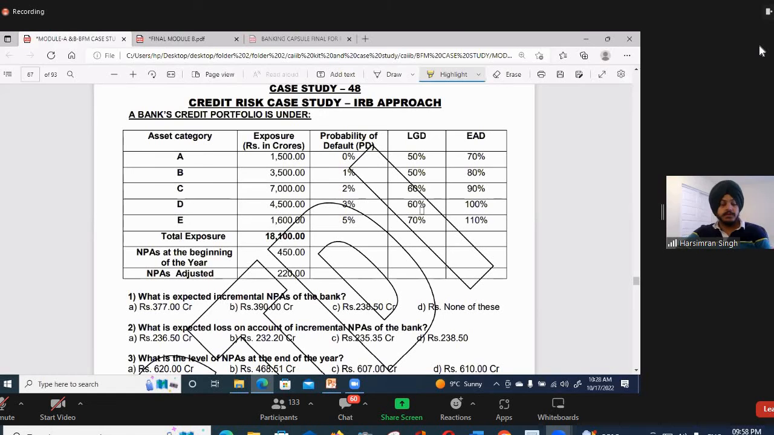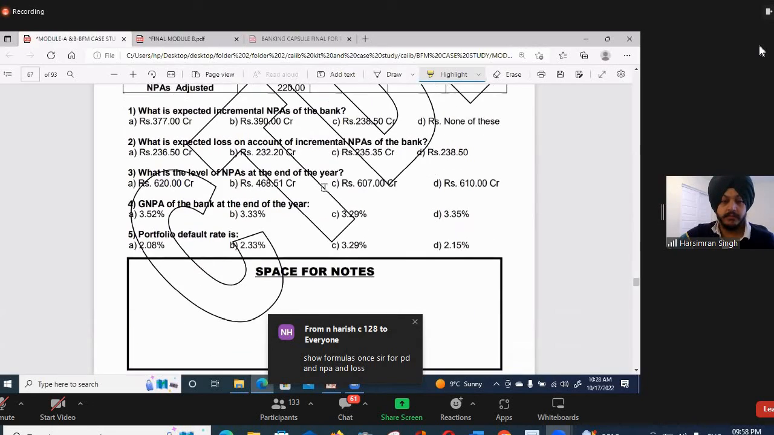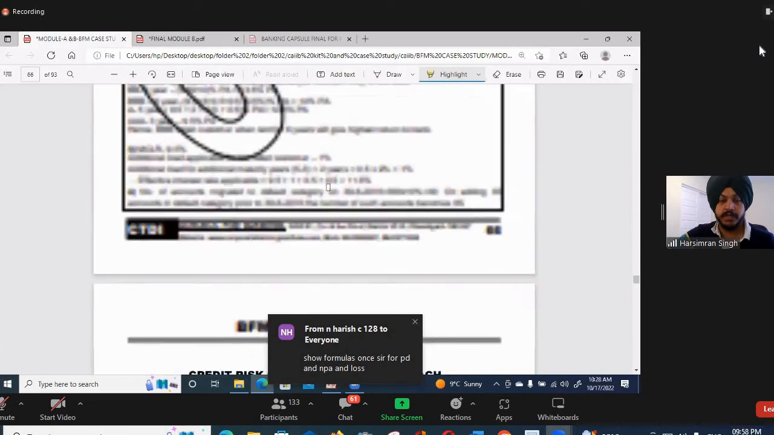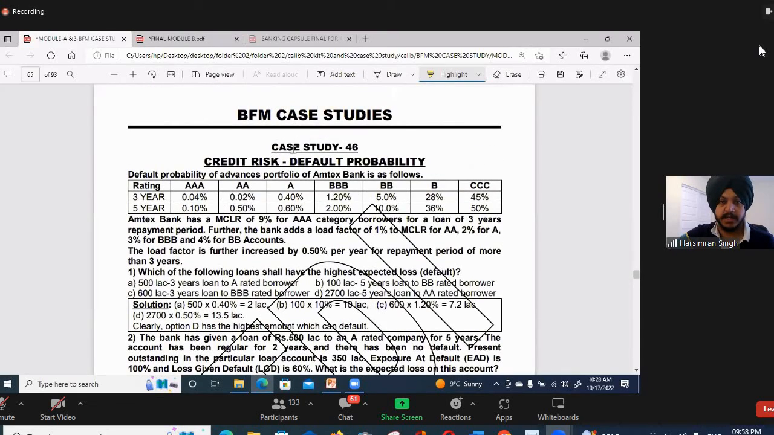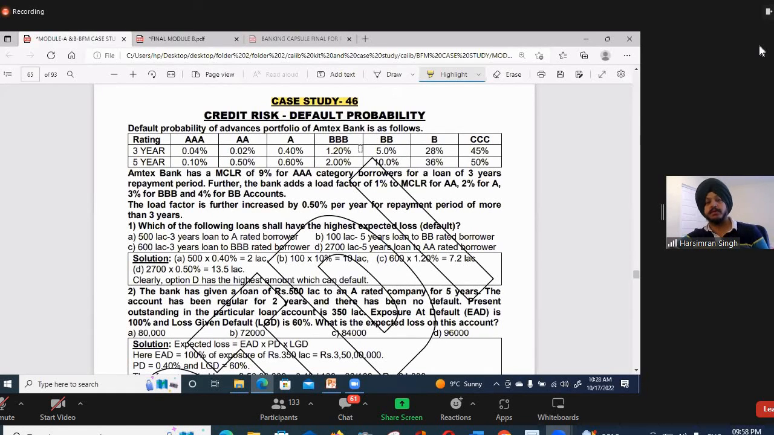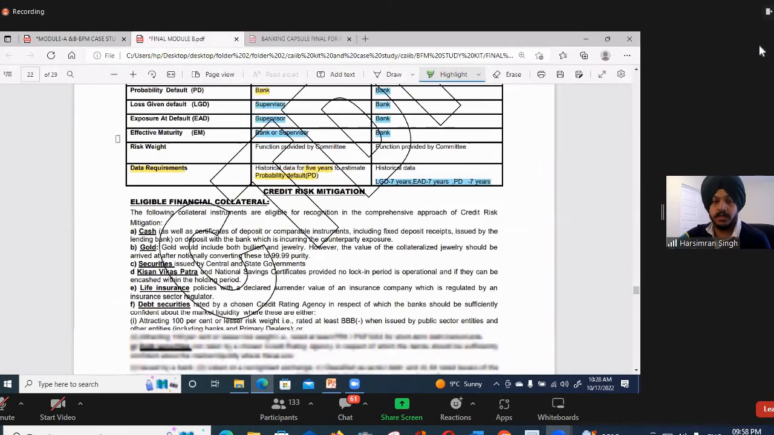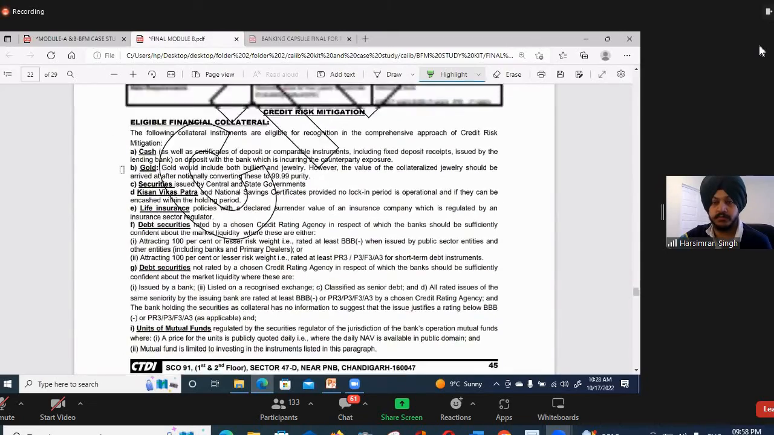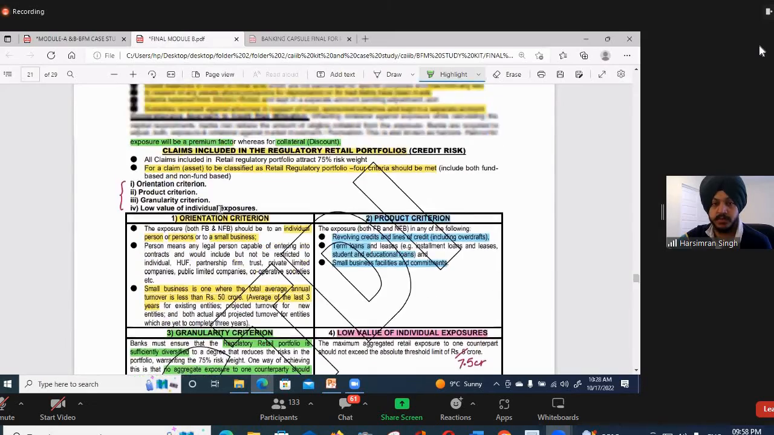Okay, I would like to stop here because that is enough for today. Deepti ma'am, tomorrow it is your duty to remind me to start from case study number 46. We will start from here tomorrow. This case study also has come in the paper. Our internal rating based approach is over. Tomorrow we will do one more case study on IRB approach.